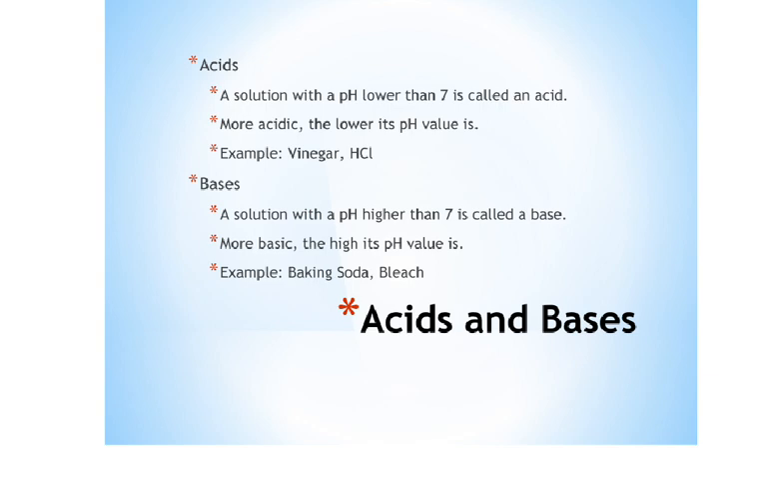And then on the opposite end of the scale, you have anything above 7, and those are known as bases. So a solution with a pH higher than 7 is a base. It's more basic the higher the pH value is, and examples would be baking soda and bleach. These are things that are lower in concentration of hydronium ions. So the hydronium ion concentration is lower, but your pH value is higher.